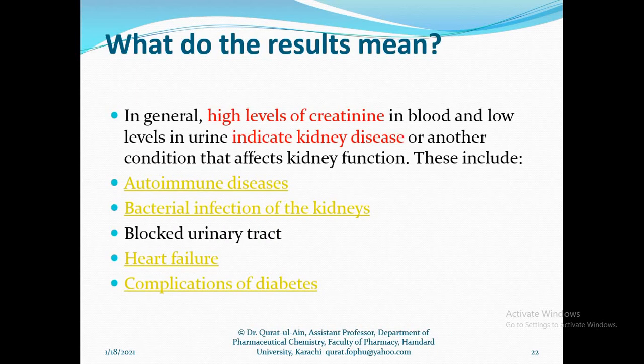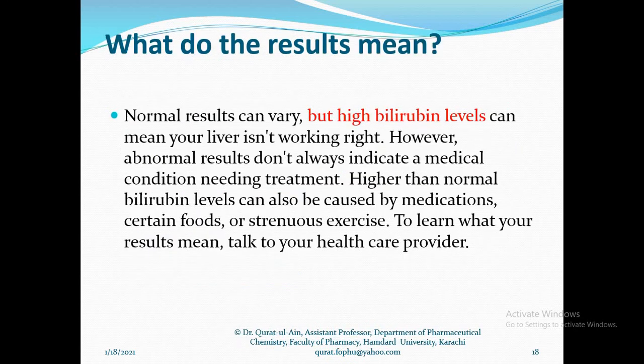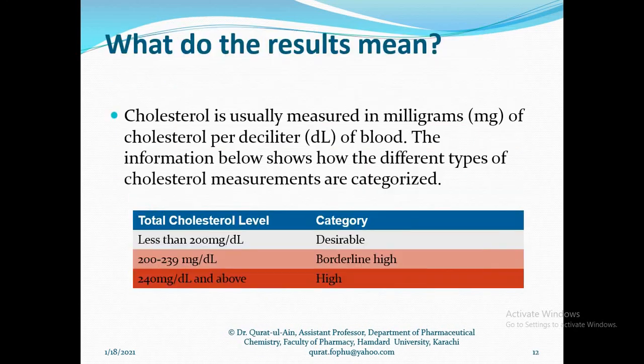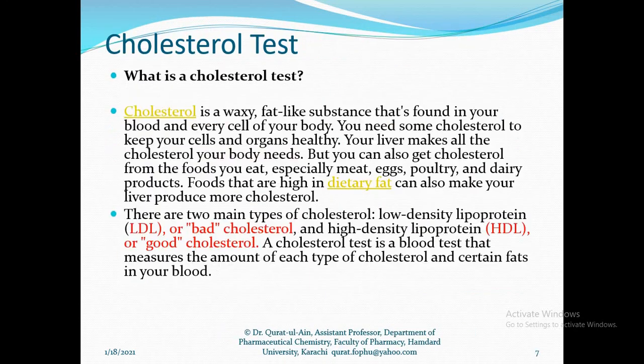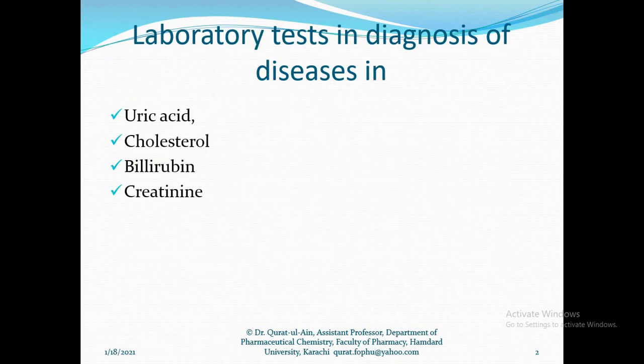So this is how we perform the different tests to diagnose different diseases. Let me conclude here with the different tests: the uric acid test, cholesterol test, bilirubin test and creatinine test. We perform these tests to diagnose different diseases in a person's body.